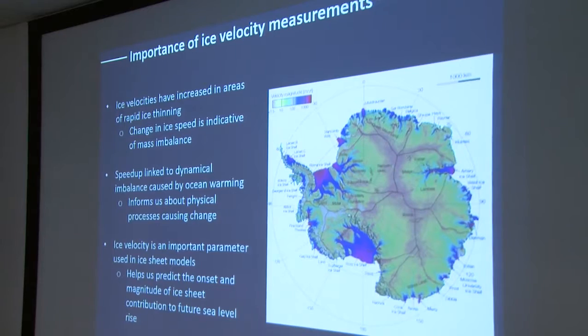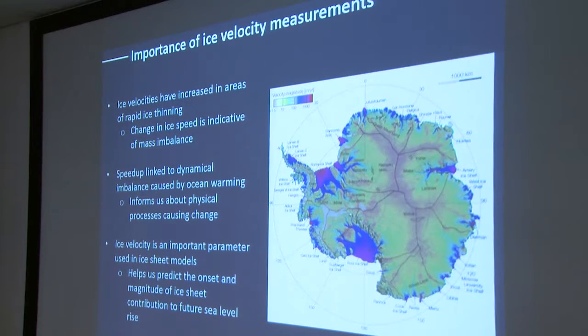So ice velocity measurements are really important for a number of reasons. There's a lot of overlap with the talk that I gave just before lunch, but ice velocity has increased, generally speaking, in areas where we've observed rapid ice thinning. It's important because if you see areas of rapid ice thinning, but they're not correlated with a speed up in the ice motion, then this can inform you about the type of processes that are occurring.